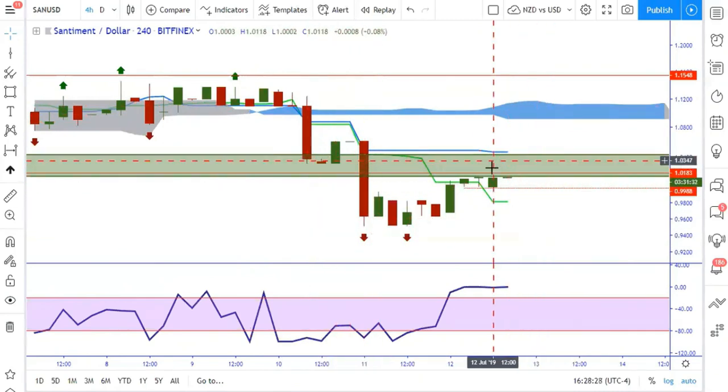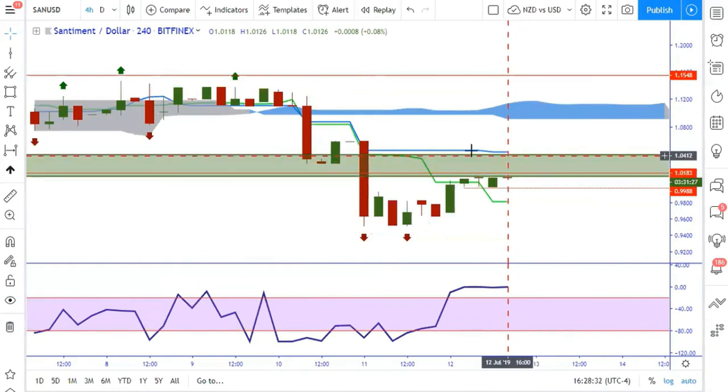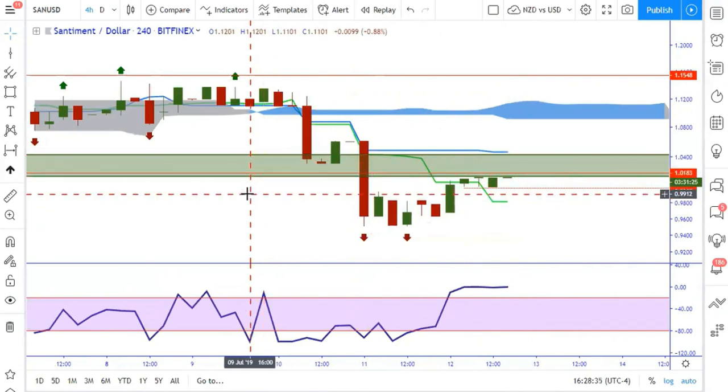But now at this point, we're at the zone on the 4-hour time frame. Let's keep our eye on that. I'd stay on the 4-hour time frame to catch this also to the downside.